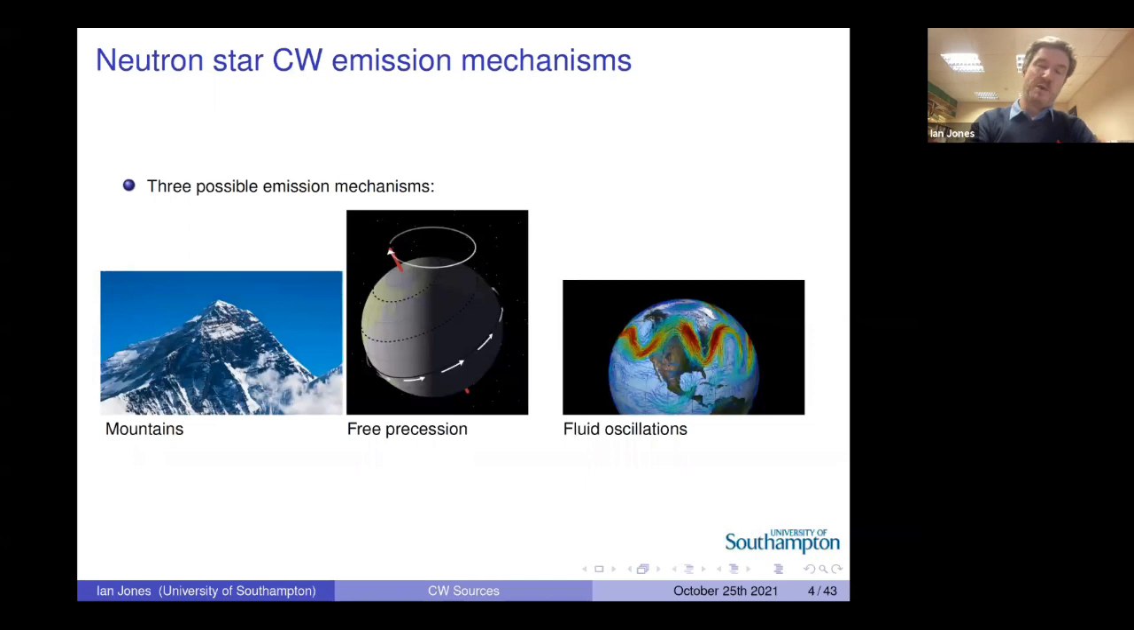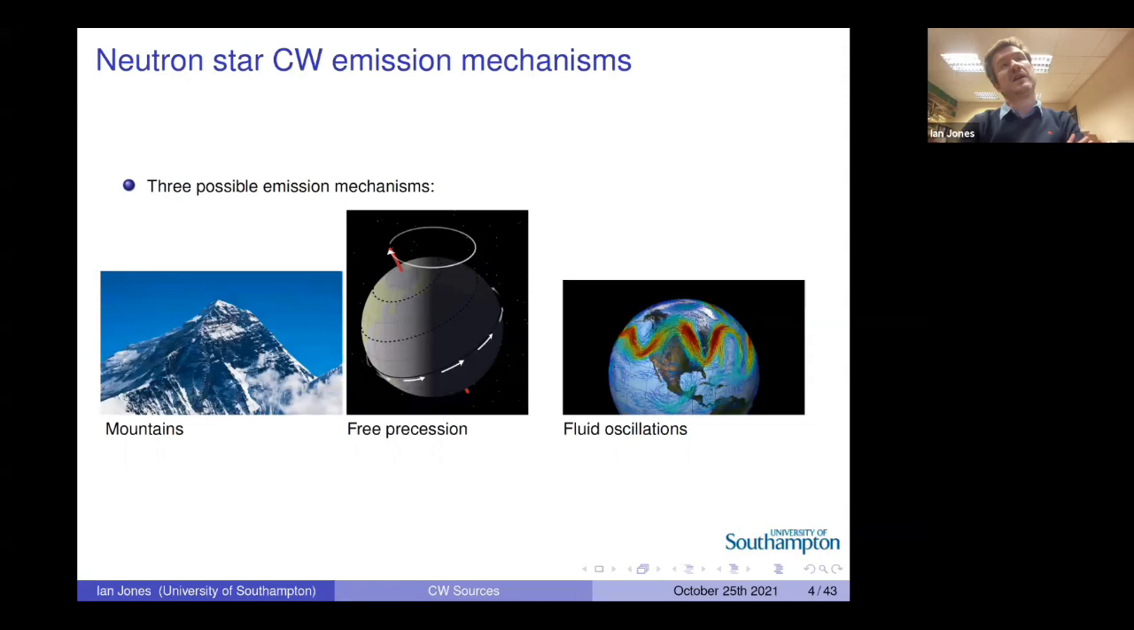Another thing that we talk about, but not nearly as much, is free precession. If you take a steadily spinning object and you kick it slightly, you perturb it slightly, you can set it into free precession. This is the thing that you've almost certainly studied in an undergraduate classical mechanics course. It's what you get if you toss a rugby ball or American football in a way that makes it wobble around a bit. That will emit gravitational waves as well.